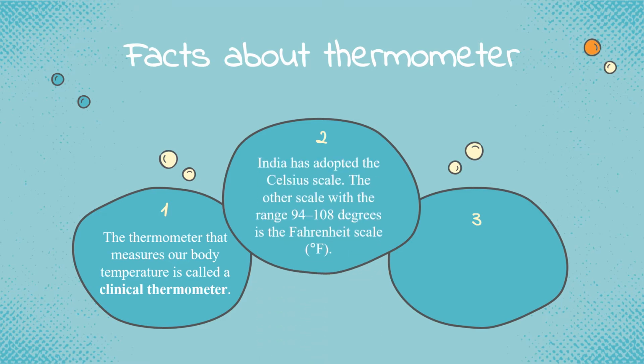India has adopted the Celsius scale. The other scale with the range 94 to 108 degrees is a Fahrenheit scale. The Celsius scale uses the C when talking about temperature, and the Fahrenheit scale uses the F. But we're mostly just going to talk about Celsius because, well, we live in India and that's what we use as a country. A clinical thermometer reads temperature from 35 degrees Celsius to 42 degrees Celsius.